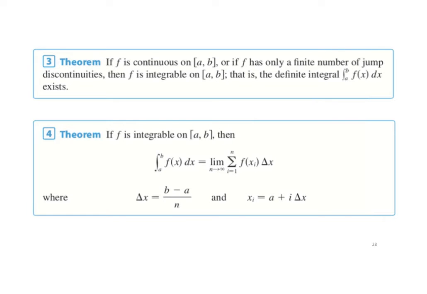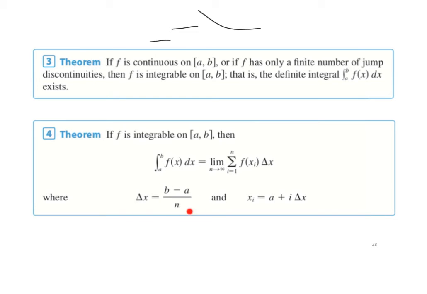If we have a continuous function f on an interval ab, or if there's only finitely many jump discontinuities, remember a jump discontinuity was something like this, where it goes and then it jumps up to something else. It could jump down too. If you have finitely many jump discontinuities, or if the function is just continuous all the way through, then the function is integrable. In other words, the definite integral exists.